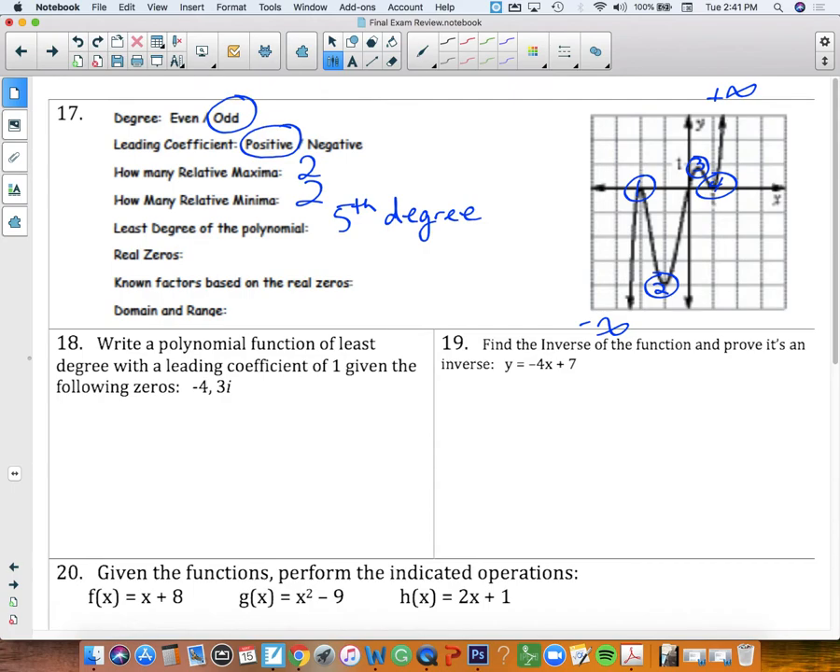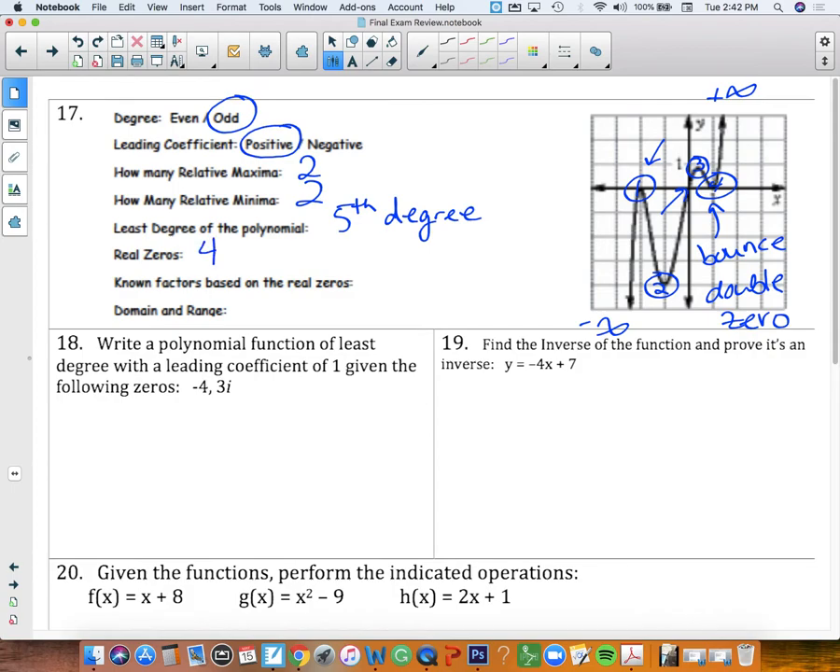Real zeros. Count where it crosses the axis. How many times? We got 1, 2, 3. Okay, there's 3 zeros, and technically there's 4, because when you have a bounce point like this, that's a double zero, because that counts as 2. So there's technically 4 zeros.